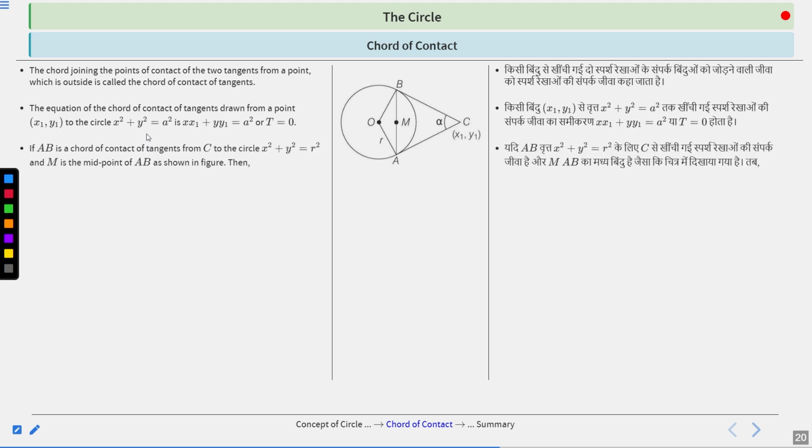If AB is the chord of contact of tangents from C to the circle x² + y² = r², and M is the midpoint of AB as shown in the figure, then the angle between the two tangents, angle ACB, is equal to 2 tan inverse R by root S1, right? Clear?